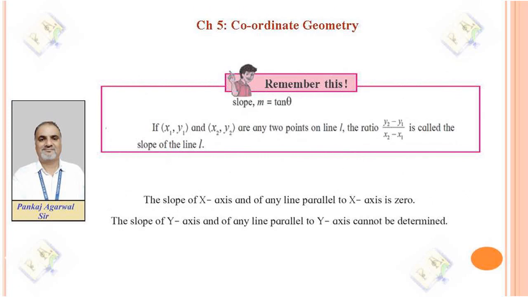Let's revise. It is only for understanding purposes, children, of how to calculate the slope of a line. We are not going to derive this in the examination.